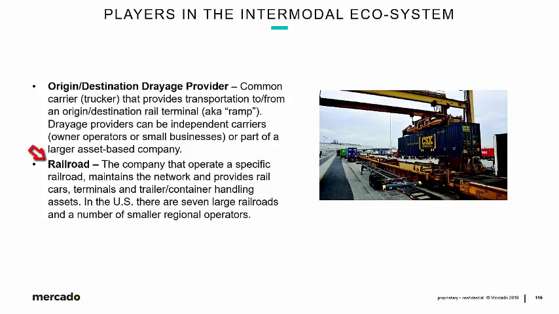The railroad, this should be a pretty easy one. These are companies that operate a specific railroad, tracks, terminals, etc., maintain the network, and provide rail cars, terminals, and trailer container handling assets. In the U.S., there are 7 large railroads and a number of smaller regional operators. We're going to be looking at those larger 7 railroads and their networks to support the intermodal movement of goods around the country.